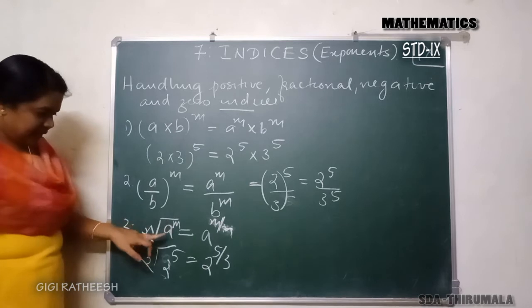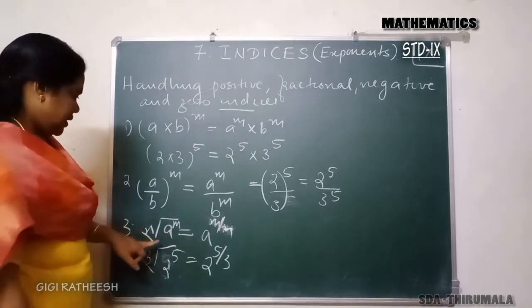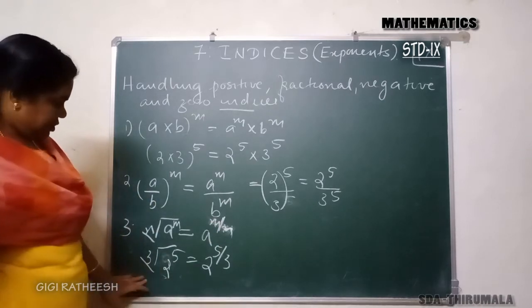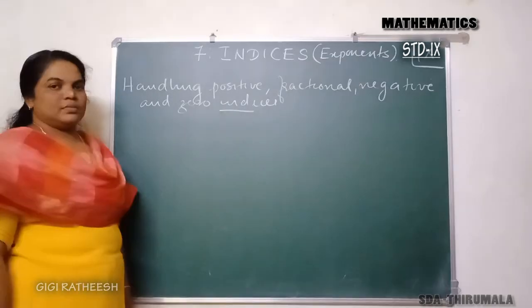The nth root of a raised to m is equal to a raised to m by n. For example, the cube root of 2 raised to 5 is equal to 2 raised to 5 by 3.